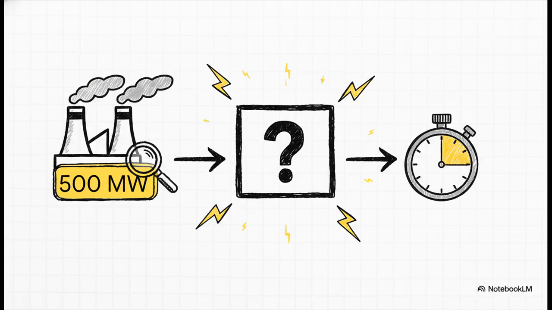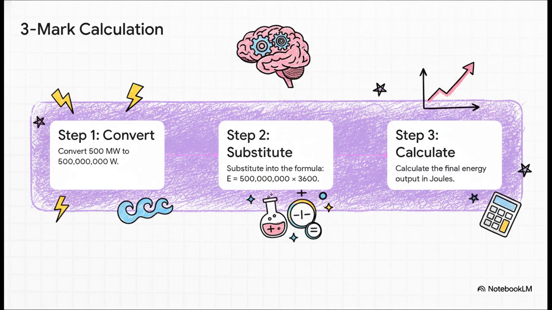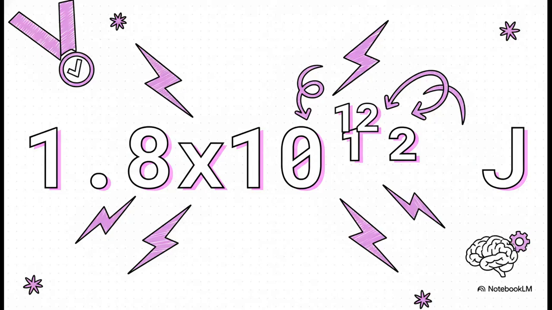Now for the bigger calculation, this one's worth 3 marks. They've given us power and time, but you gotta be careful. See that little M next to the W? That stands for megawatts, and that's a classic trap. So let's break it down. Step 1, and you can't skip this, is to convert 500 megawatts into plain old watts. That's 500 million watts. Step 2, you plug that big number and the time into our equation. And step 3, you just punch it into your calculator. Each step could be worth a mark. The final answer is a ginormous number, 1.8 trillion joules. You can write it out with all the zeros, or you can use standard form, like you see here.